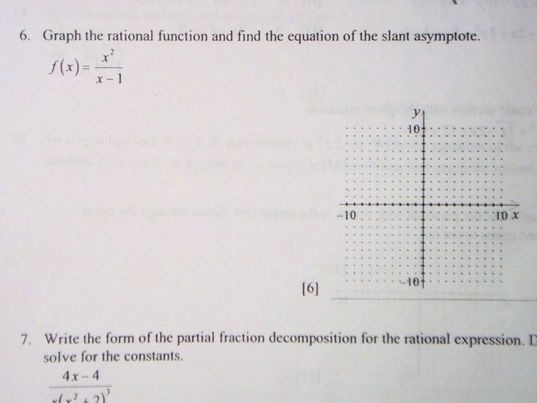Okay, number 6. Graph the rational function and find the equation of the slant asymptote. Slant asymptotes. What is that? We'll get to that in a second. These are very similar to the previous problems, 2, 3, 4, and 5. Let's go ahead and try to find vertical and horizontal asymptotes. We always like to do the vertical asymptotes first.